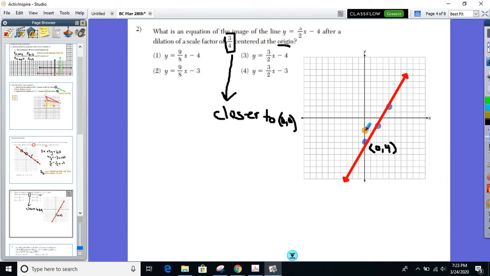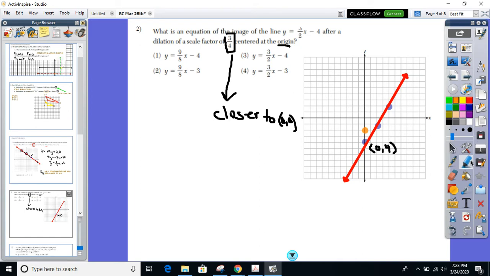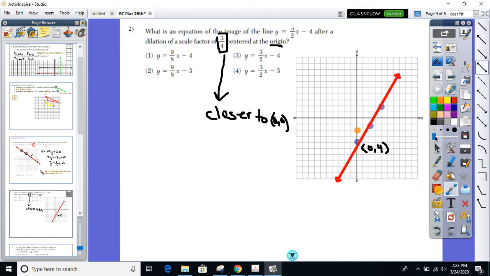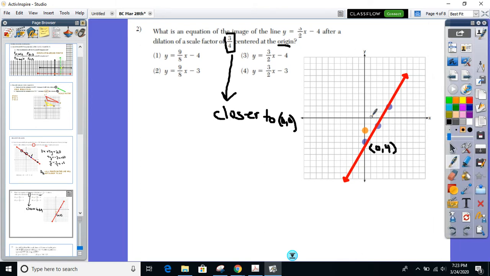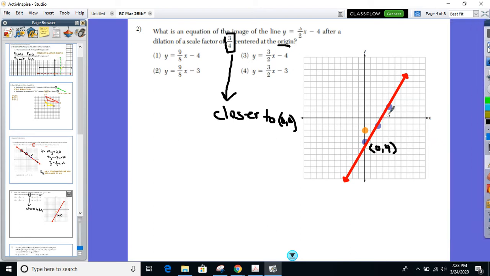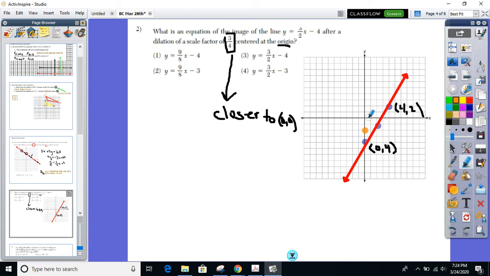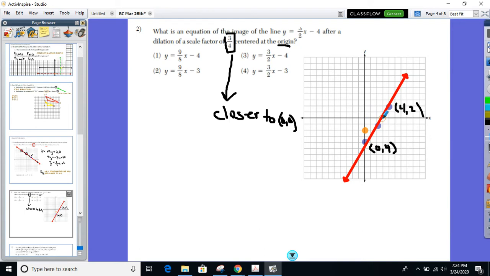Closer to the origin, right? Okay, let's try another point. Let's take this point right here, which was what? 4, 2. Multiply both coordinates by 3/4. You should get over 3. Up, let's see, 6/4, 3/2, so 1.5. So up 1.5. There it is.